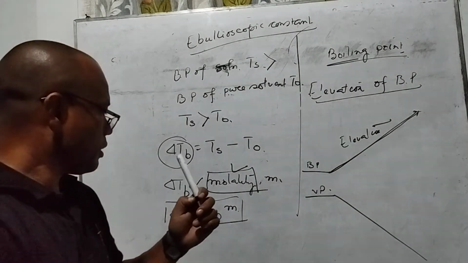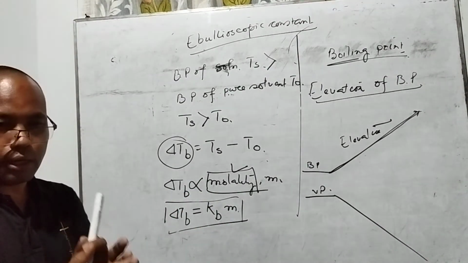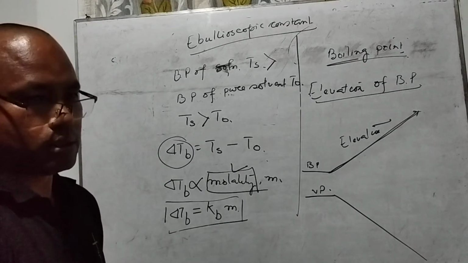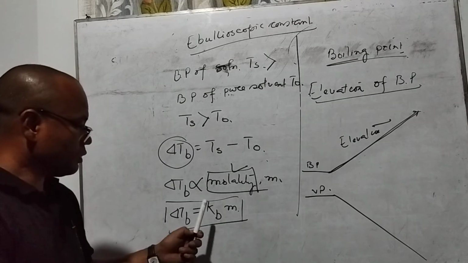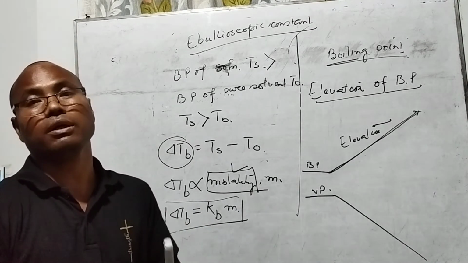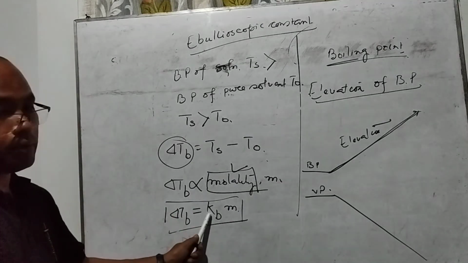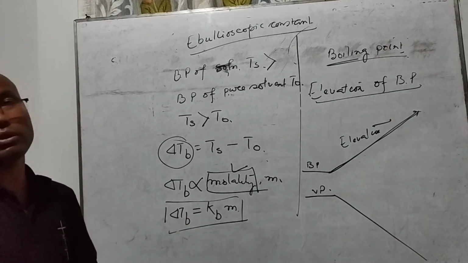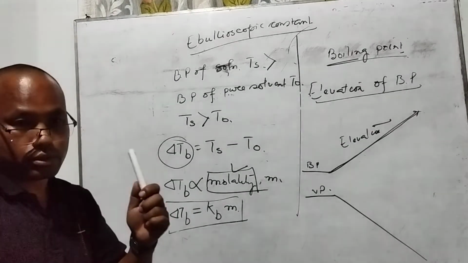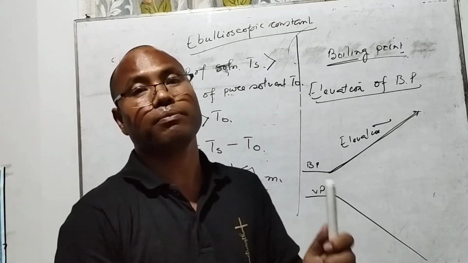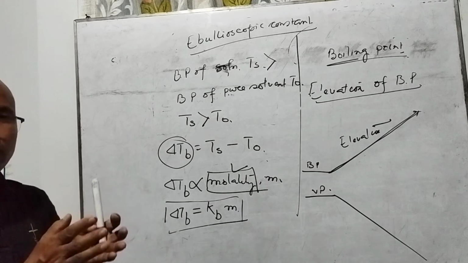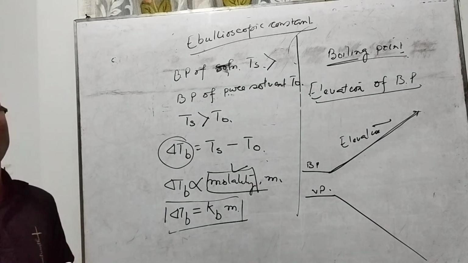So the value of Kb always depends on the nature of our solvent. Understand? I remind you, right? So this Kb value depends on the nature of our solvent. This Kb is not dependent on the concentration. This Kb always depends on the nature of our solvent, right? That means the Kb value is different in different solvents.